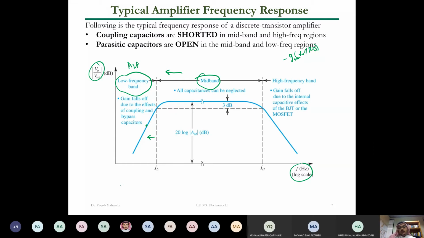You'll do the opposite when you increase the frequency. Of course, you will hit that point, which is the FH. That point will be the maximum frequency you can apply to the system. Beyond that, we are dealing with the high frequency band, and the gain here we can call AHF, the gain at high frequency. Of course, you can define it any way; these are just notations.